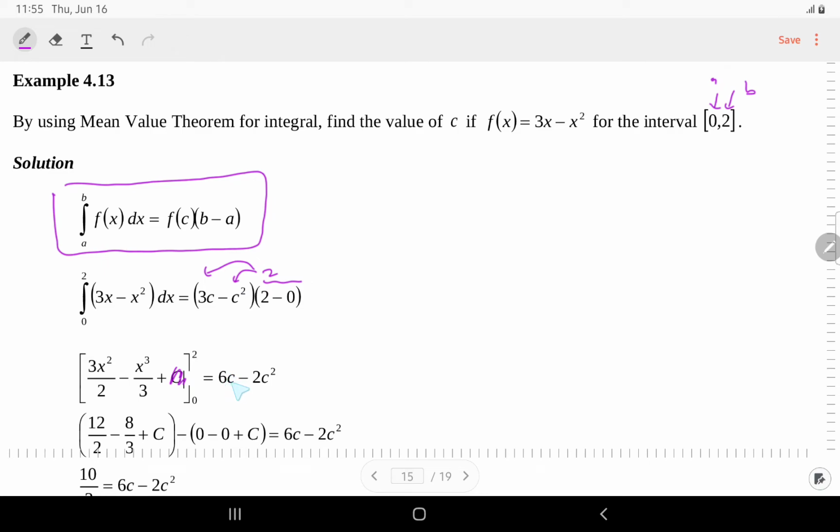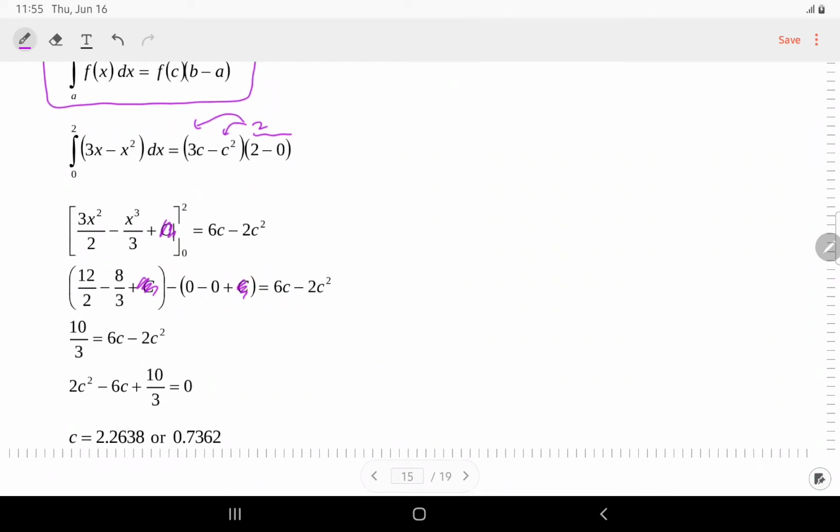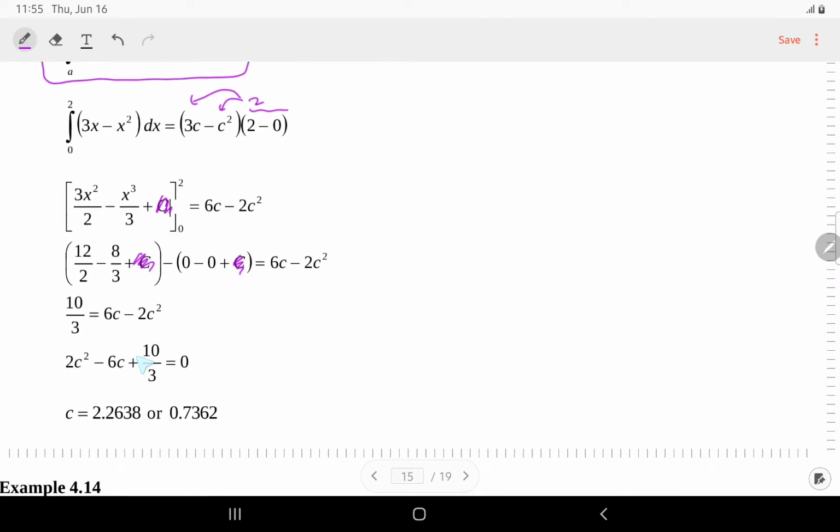darabkanlah kat dalam, akan jadi 6c minus 2c square. Okay, and then sebelah kiri ni tadi kita masukkanlah nilai 2 kat dalam ni. So akan jadi 12 per 2 tolak 8 per 3 tolak, and then masukkan nilai 0 kat dalam ni. So akan jadi 0 minus 0 lah. Okay, equals sebelah kanan. And then kita simplify, and then we need to search the value of C.